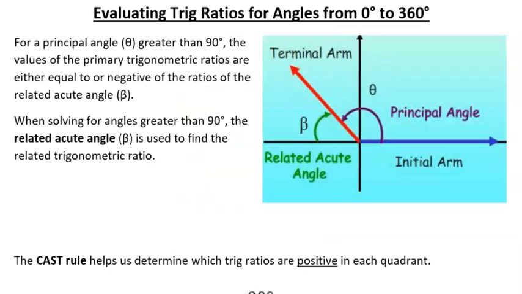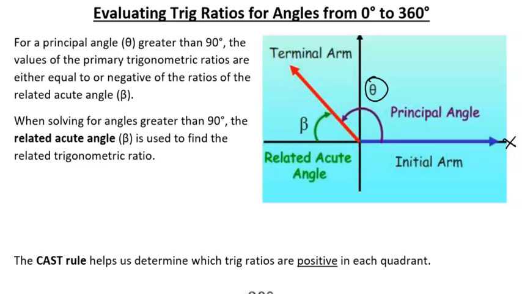So the first thing we need to understand is some terminology. For any angle theta, notice this is the angle theta there, we're always drawing that from the positive x-axis in a counterclockwise direction around the terminal arm. That terminal arm is the arm that is turning around the axes. For any angle greater than 90 degrees, the values of the primary trigonometric ratios are either equal to or negative of the ratios of the related acute angle.